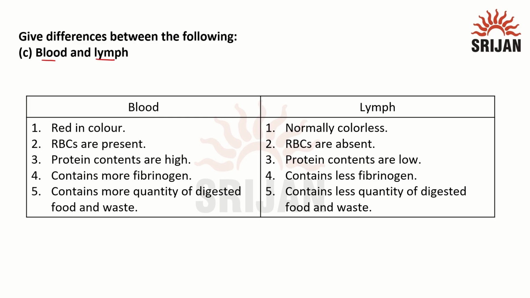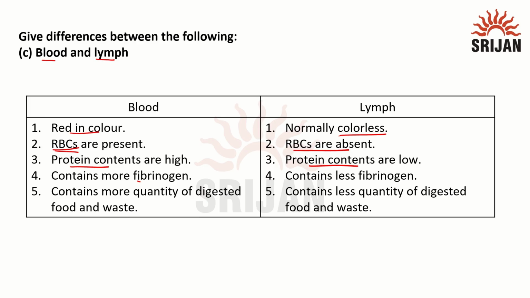The third difference is between blood and lymph. Both are fluid connective tissue in our body. Blood is red in color, whereas lymph is white or colorless. Blood is red because of the presence of RBCs, that is the red blood cells, whereas lymph does not have these RBC cells. Blood has a high concentration of protein compared to the lymph, which has less protein content.